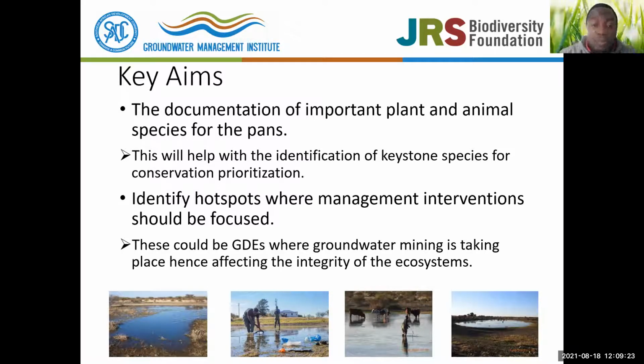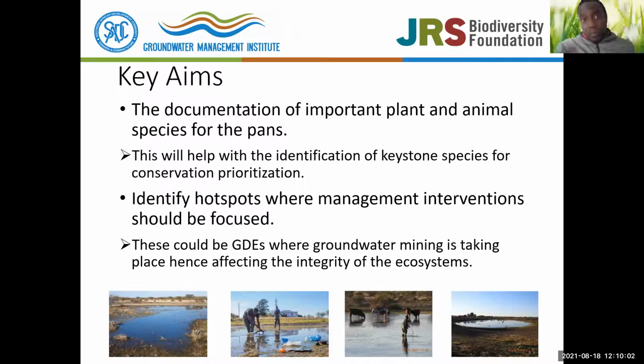All right, your tadpole shrimp, your fairy shrimp, your clam shrimp. So it will be interesting to see whether there are any new species or unique species that exist within that region. And then it will also help us to identify hotspots where management intervention should be focused on. So these could be the groundwater dependent systems where groundwater mining is taking place, hence affecting the integrity of the system. And then another key and important element is that of capacity building through student training.